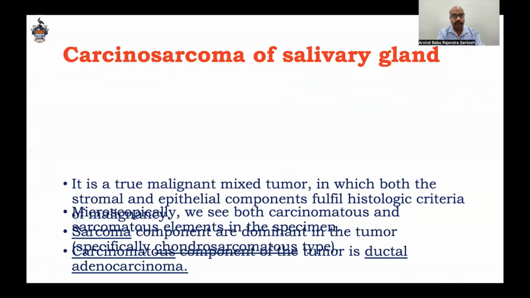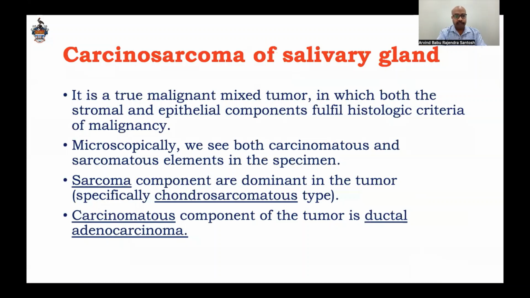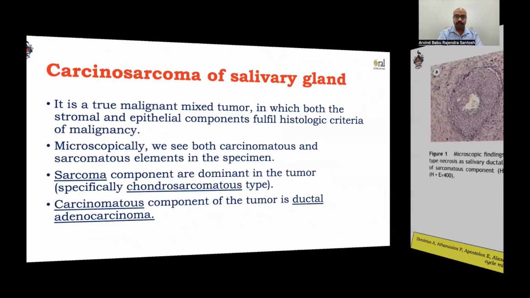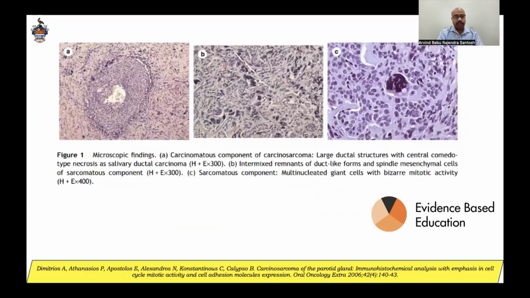Both are harmful beings. The first one in our discussion is the carcinosarcoma of salivary gland. It is a true malignant mixed tumor in which both the stromal and epithelial components fulfill the histological criteria of malignancy. Microscopically, we see both carcinomatous and sarcomatous elements in this specimen. The sarcomatous component is dominant in this tumor, specifically chondrosarcoma type, and the carcinomatous type is represented by ductal adenocarcinoma.